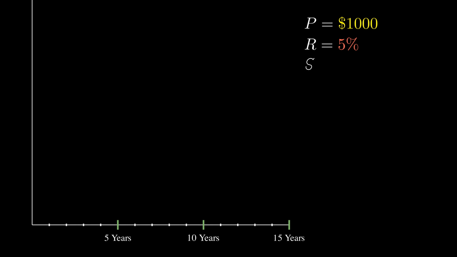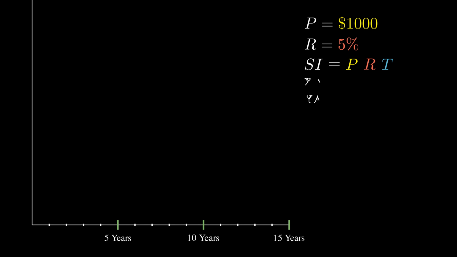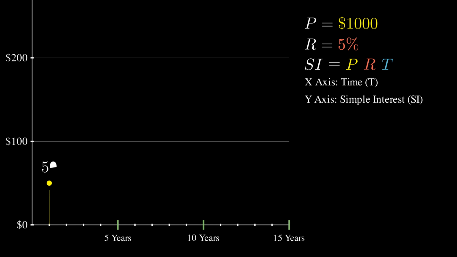Now let's dive deeper into this example and see what's really happening here. Let's plot a graph to visualize how interest grows year by year over different time periods. On the x-axis, we have time in years, and on the y-axis, we have the interest in dollars. The graph shows our initial interest value growing steadily over time. Let's start plotting the data points.